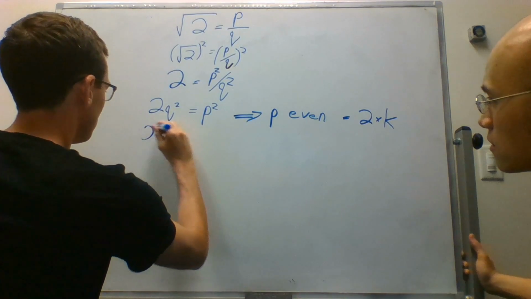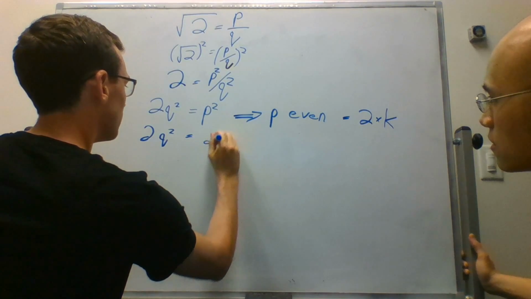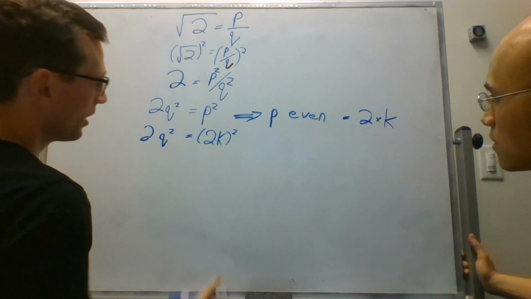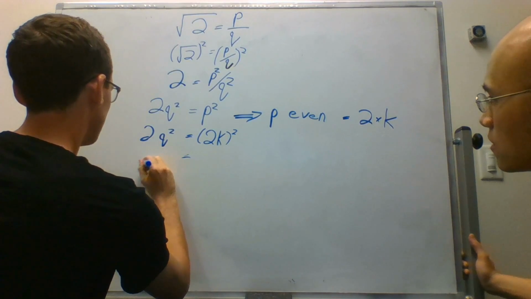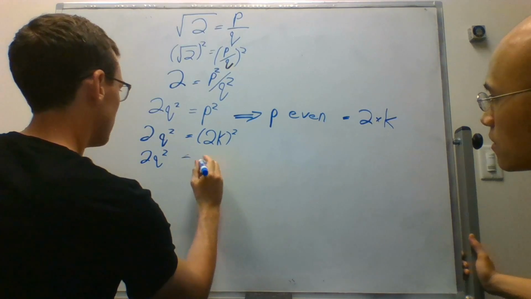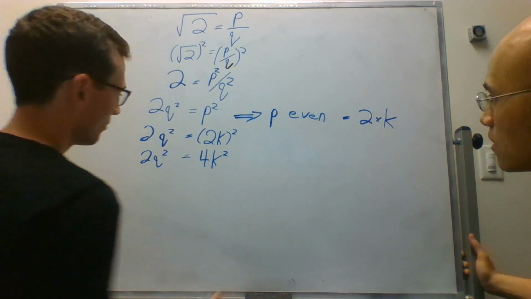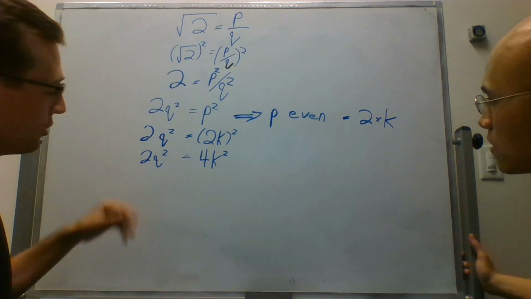So 2k squared equals... We'll simplify it and just expand out what that means. So equals 4k squared, and we'll do another uncontroversial thing. We'll divide by 2.